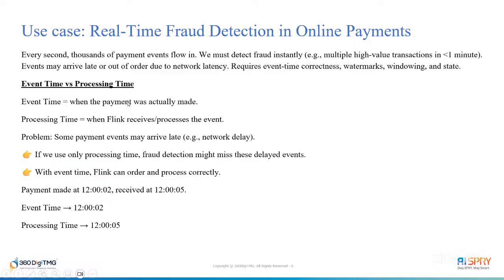See here, event time is when the payment was actually made. Processing time is when Flink receives it. In between, we have an ingestion time, but we are talking about Flink, right? If there is any delay at ingestion, or any network delay or system delay overall, the time at which data arrives at Flink, we are calling it processing time.